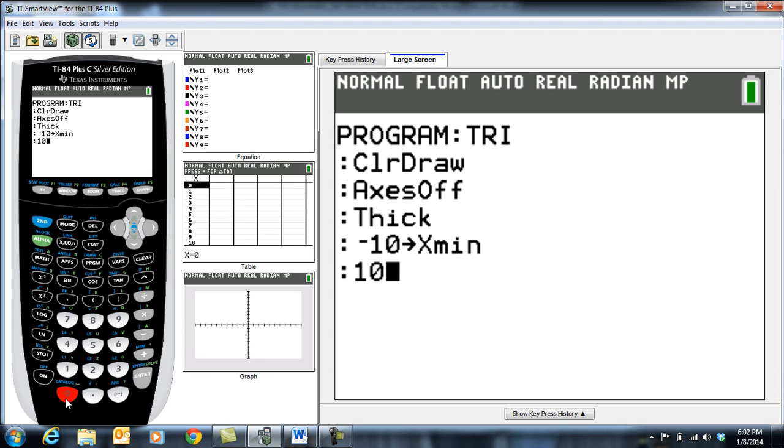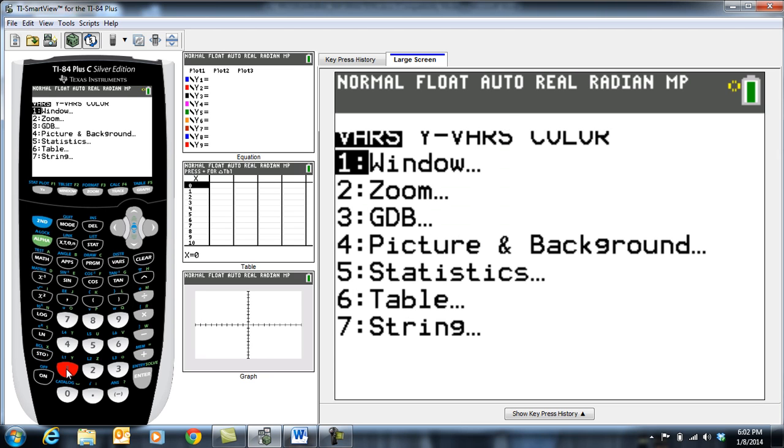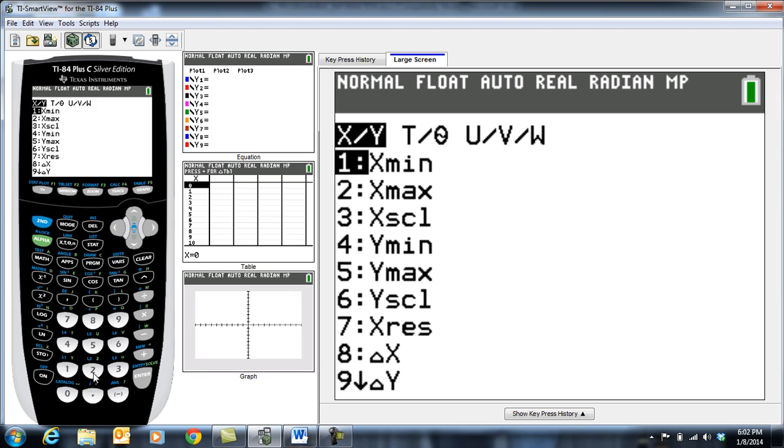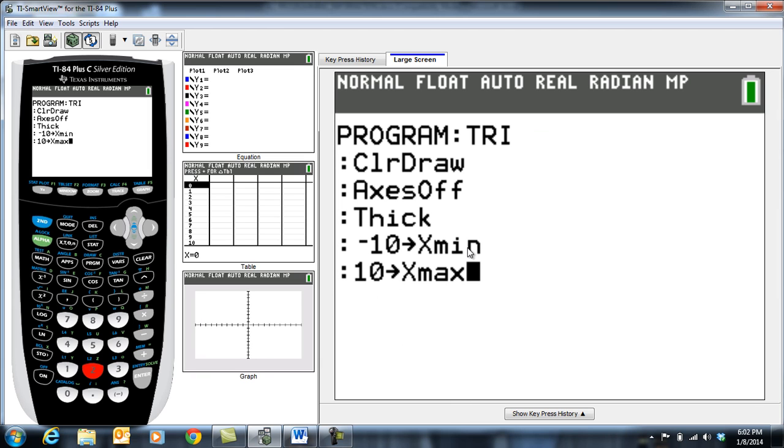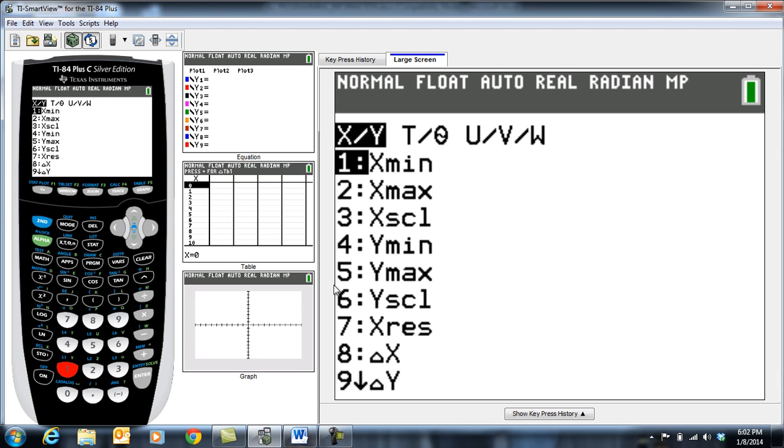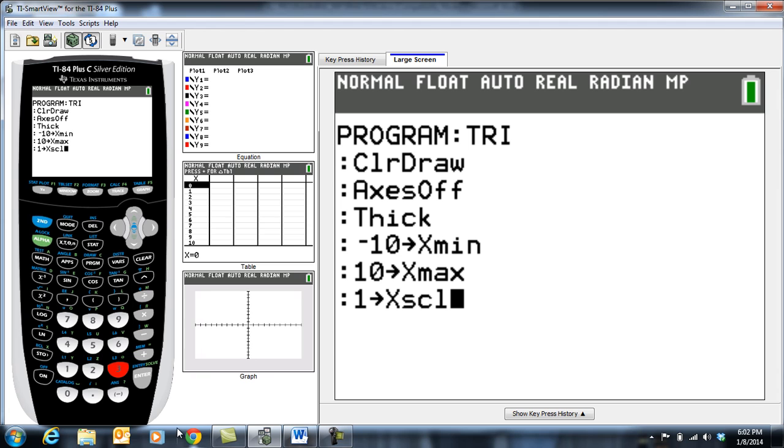So we're going to press positive 10, store that, back to VARS, back to window, but this time we want Xmax. So we're going to choose 2. Negative 10 is my minimum x, positive 10 is my maximum x. We're going to hit enter. We're going to set our scale, which means that we want it to count by ones as it's going across the axis. So we want to go 1, 2, 3, 4. We don't want our scale to be anything other than 1. So we're going to do 1, and we're going to store that, VARS, window. This time it's Xscl because that's the scale on our graph. And hit enter.